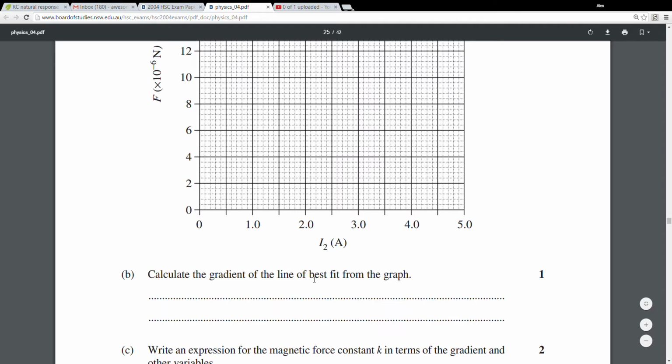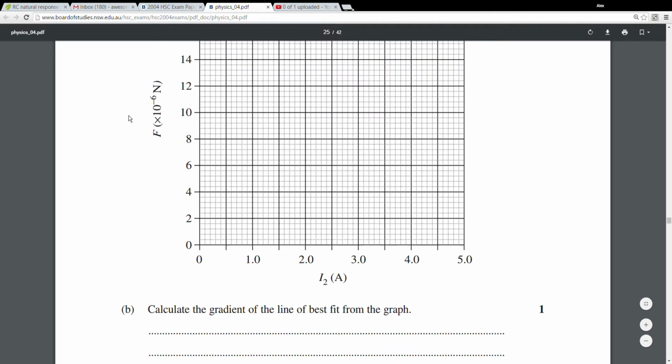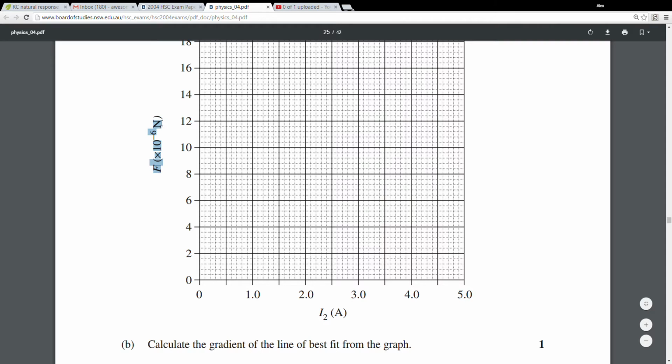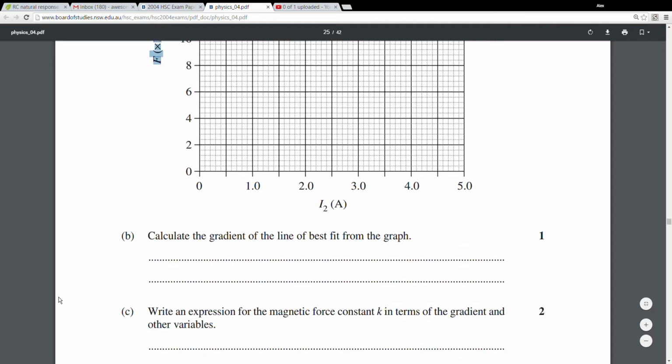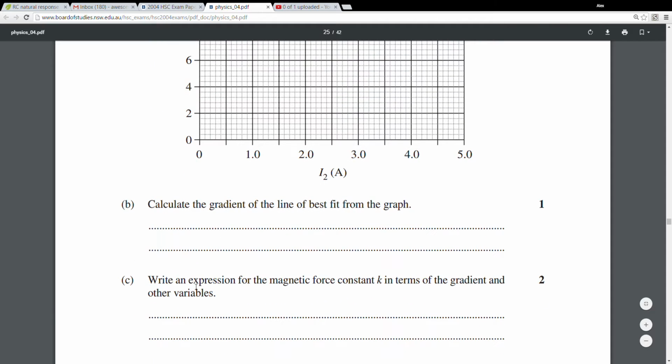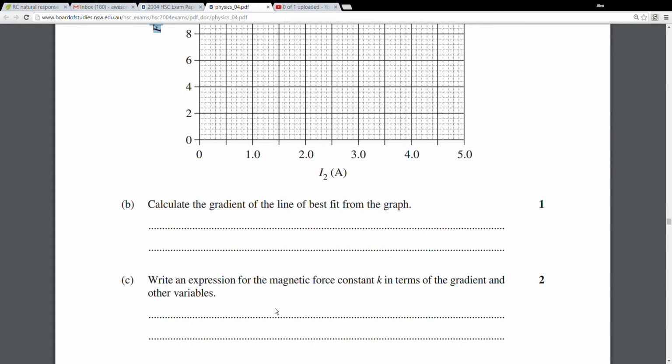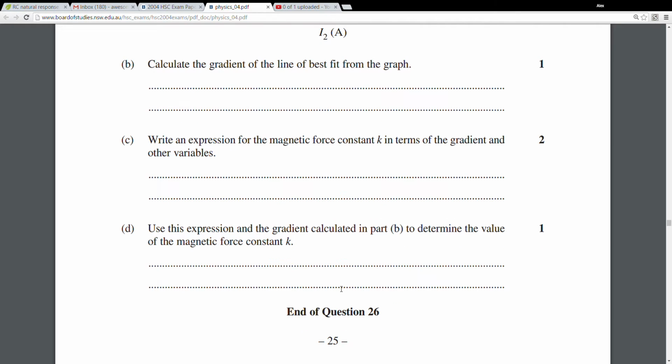Calculate the gradient of the line of best fit. Remember, it's F times 10 to the minus 6 newtons. So just remember that as you're calculating the rise. Write an expression for the magnetic force constant K in terms of the gradient and other variables. So we have F is equal to K, I1, I2, over D times L. And I think what they want to do here is just make K the subject. And then we solve for K.